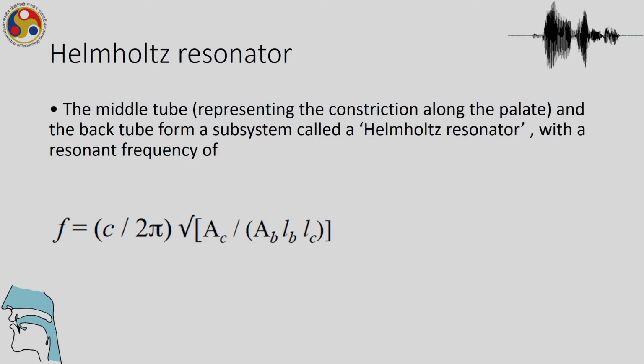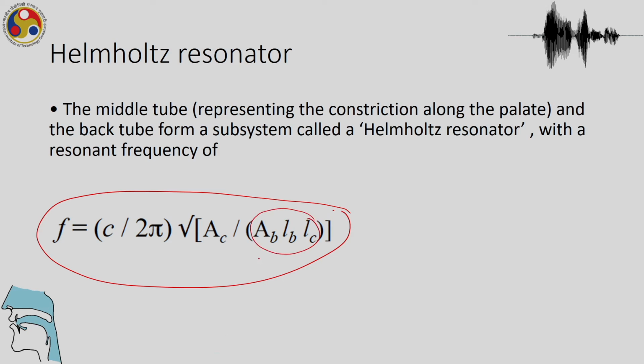Importantly, now we come to an important part of this, which is called the Helmholtz Resonator. There is a middle tube in the production of E, which represents the constriction along the palate, and the back tube forms a subsystem called the Helmholtz Resonator, where this formula is used for the calculation of the resonant frequencies. Recall that we are talking about three tubes here, and the length of the three tubes will be relevant in the calculation of the resonant frequency of the Helmholtz resonator.